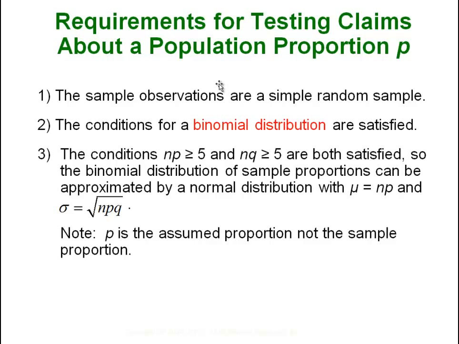Just like before, the binomial distribution can be approximated by the normal distribution with mu equals np and the standard deviation equaling the square root of npq. And remember here that p is the assumed proportion, not the sample proportion. It's the thing we're testing against rather than the data that we have in front of us. So it's kind of the assumed proportion that we think happens in the population.